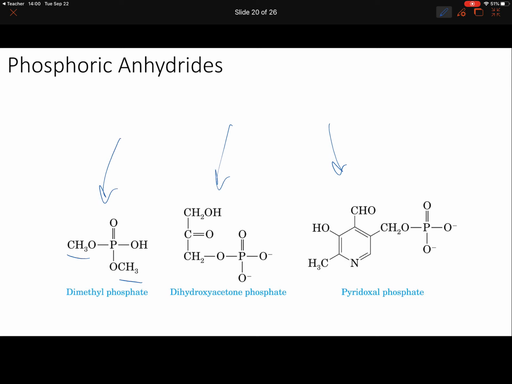Anyways, we have phosphoester bonds in the backbone of our DNA, as well as in phospholipids, and so they tend to react a lot like the carboxylic acids do. So we can react them with amines, we can react them with alcohols, and they'll form those bonds as well.